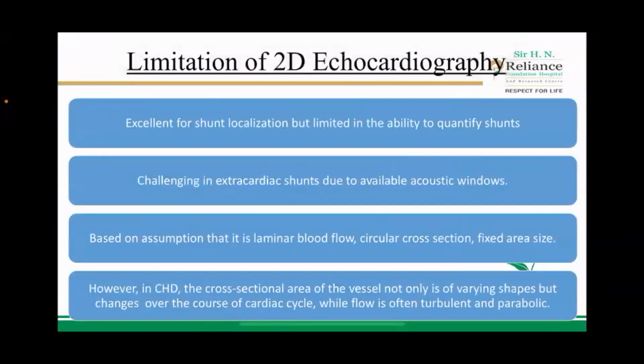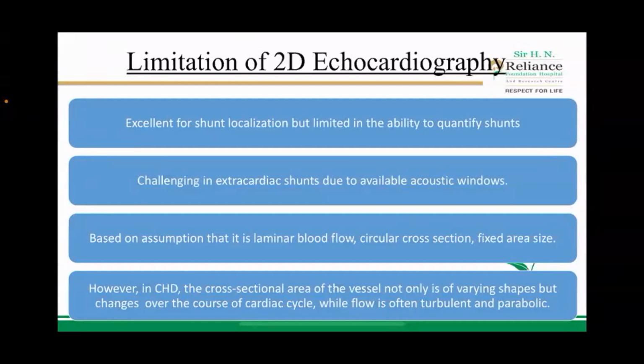So what are the limitations of the 2D echo? It's excellent for shunt localization, but the ability to quantify the shunts is still limited. To get the views, and that is the challenging part, and to get the proper alignment of the Doppler, it is again challenging in extracardiac shunts due to the available acoustic windows. It is based on the assumption that the blood flow is laminar and has a circular cross section and fixed area size, which is not true.